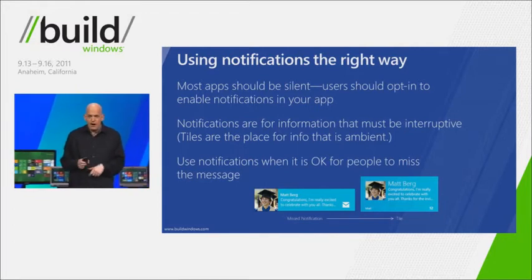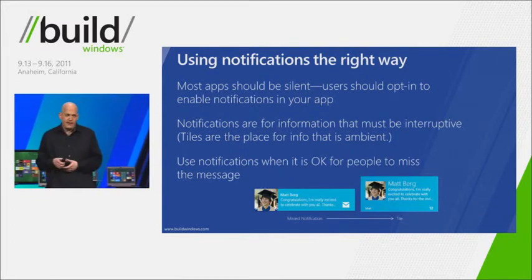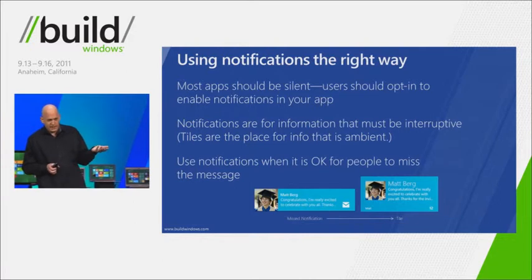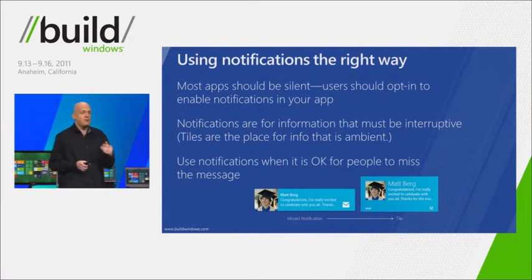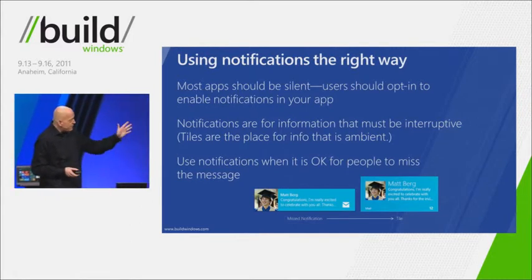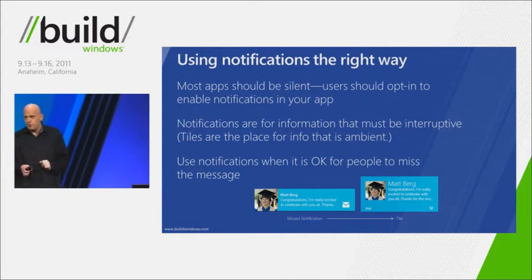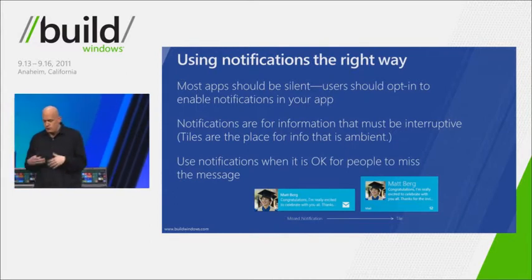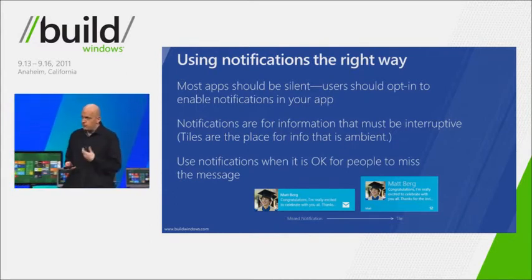This is not the place for ambient noise. So this is not like the stock price changed, unless the user's gone into your app and said, tell me when the stock goes above 50 or something like that. And again, the pattern is when you miss a notification, if it's important, then that information should go into the tile, because we've created no junk drawer for notifications for the user to go clean up.